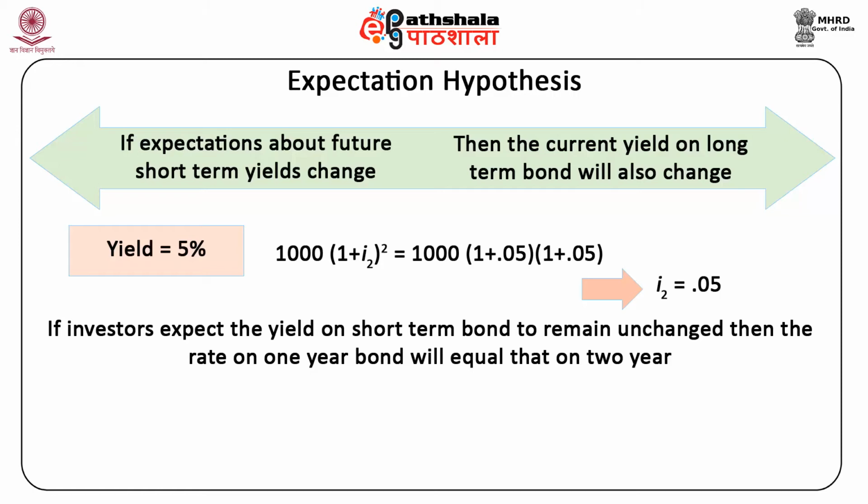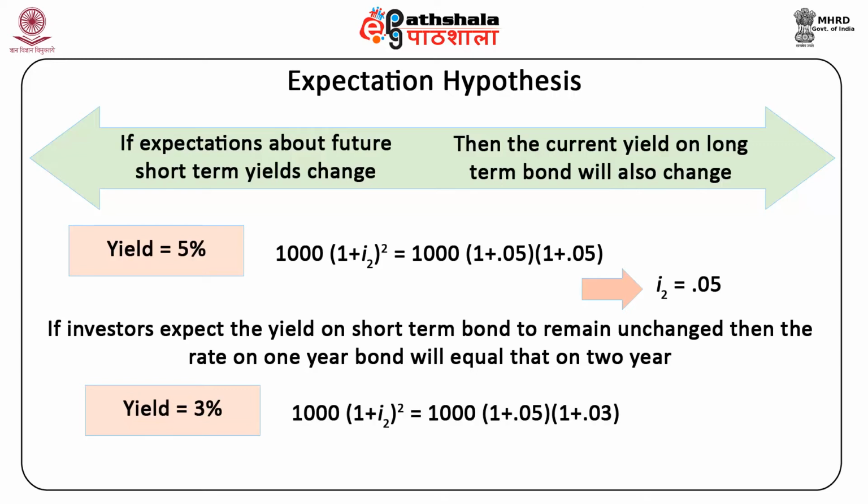Similarly, if investors expect yield on short-term bond to fall to 3% next year, the yield rate on long-term bond is given by the condition that 1000 into (1 plus I2) whole square is equal to 1000 into (1 plus 0.05) into (1 plus 0.03). That gives us I2 equal to 0.04.